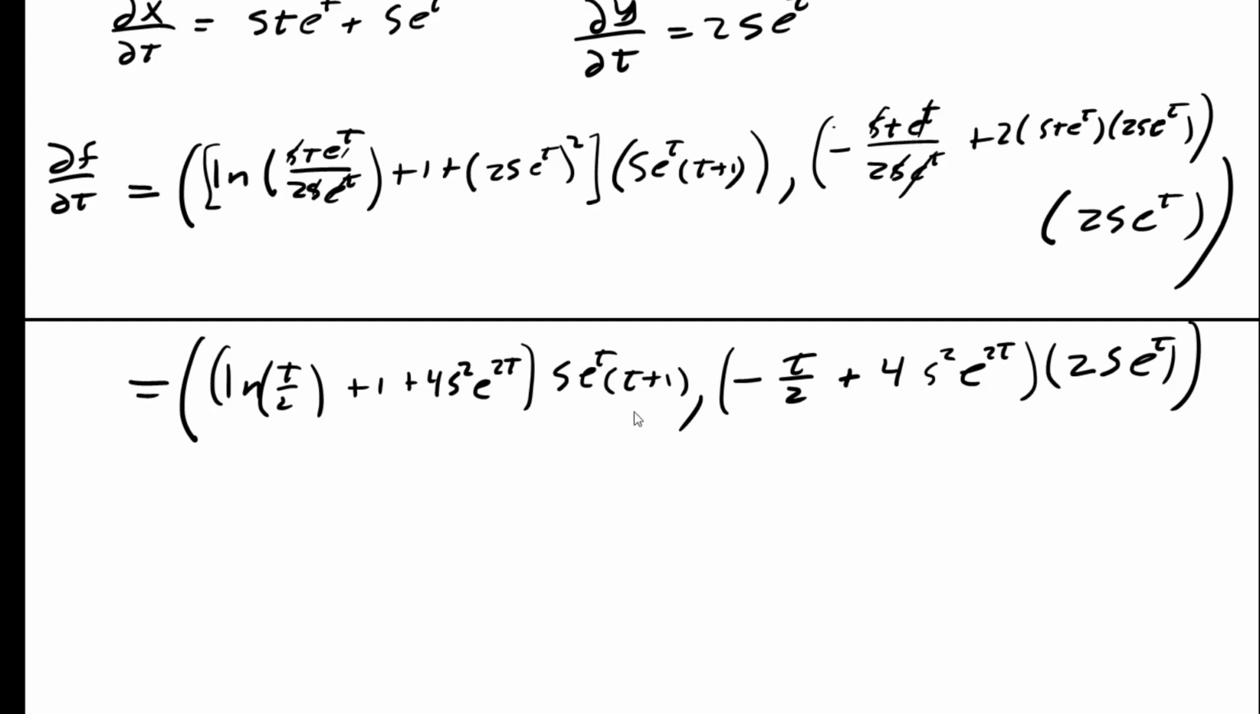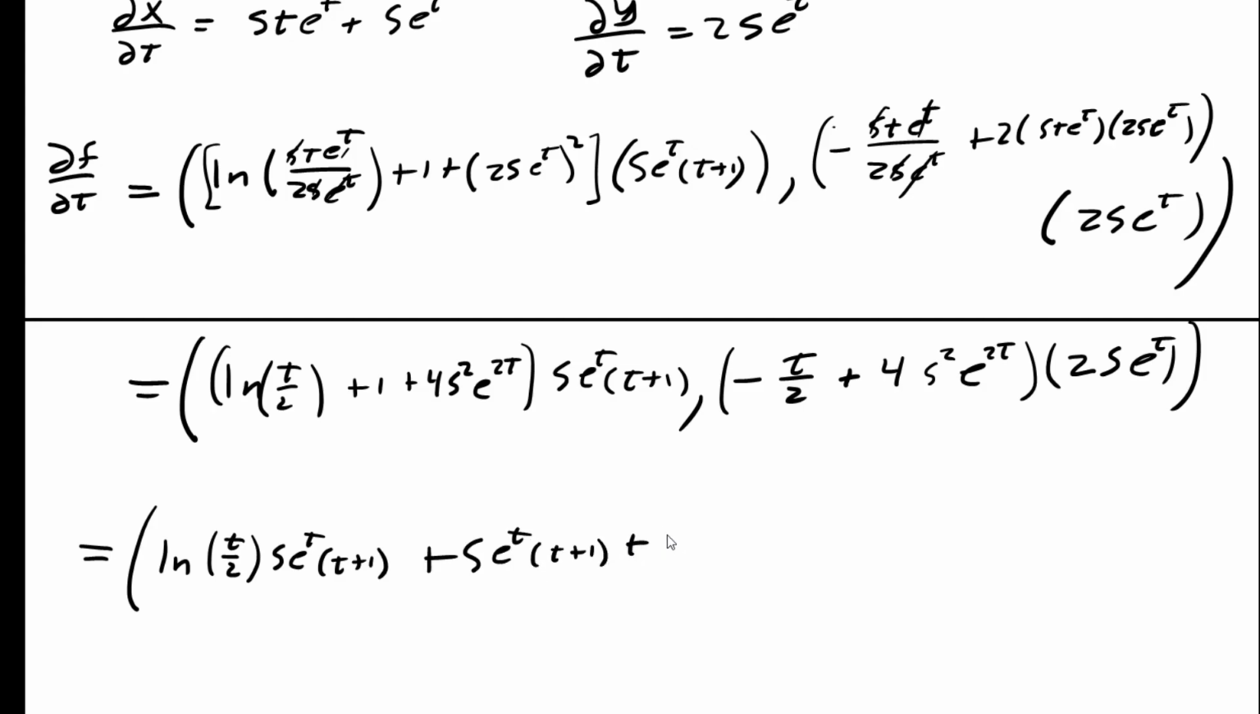And then finally, I'm just going to distribute each of these. So it's ln t over 2 s e to the t plus 1 plus s e to the t plus 1 plus, so we have 4 s cubed e to the 3t plus 1, comma, and the next term is going to be, let's see, the 2's are going to cancel, so we have minus t s e to the t plus 4 times 2, that's 8 s cubed e to the 3t.